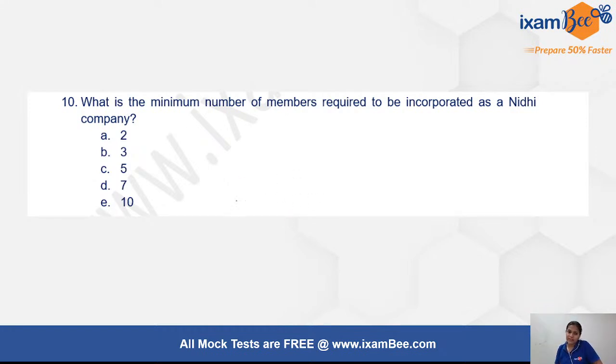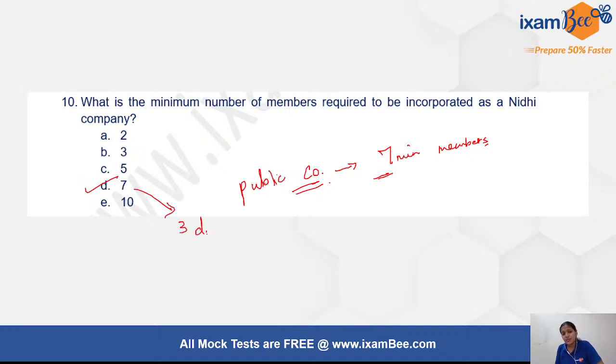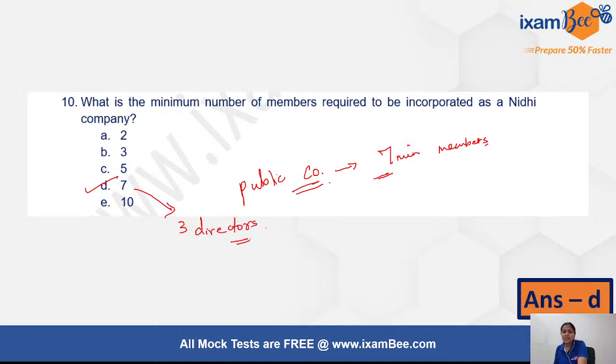Okay, another question related to Nidhi company only was, what is the minimum number of members that are required to incorporate a Nidhi company? Now, if we knew one fact, then maybe we would have been able to guess this answer. So I have been telling you that a Nidhi company has to be incorporated as a public company, right? So in case you know the rules of a public company, a public company needs to have a minimum of 7 members. Okay, so a minimum of 7 members are required in a public company also. So here also a minimum of 7 members are required, and out of this at least 3 should be the directors of the Nidhi company. So that is the rule. Okay, so answer is D.